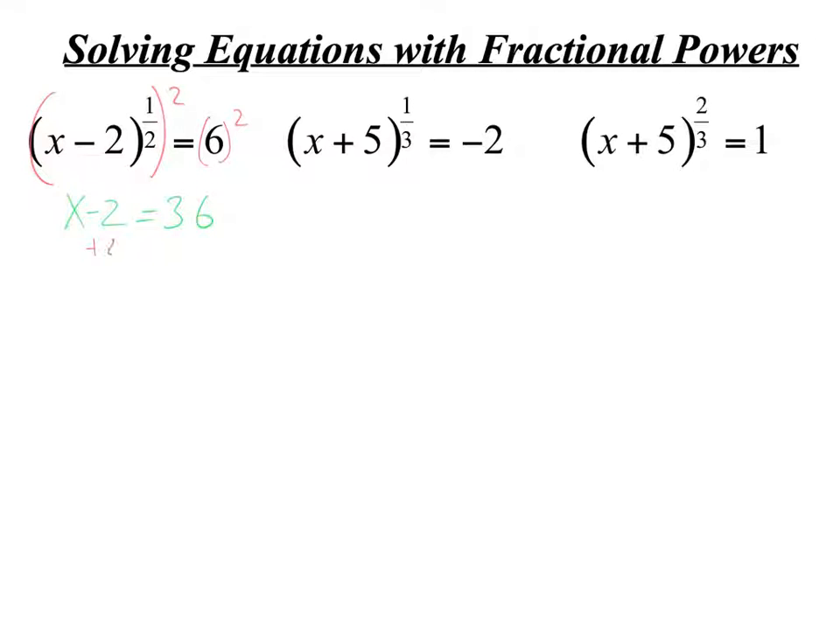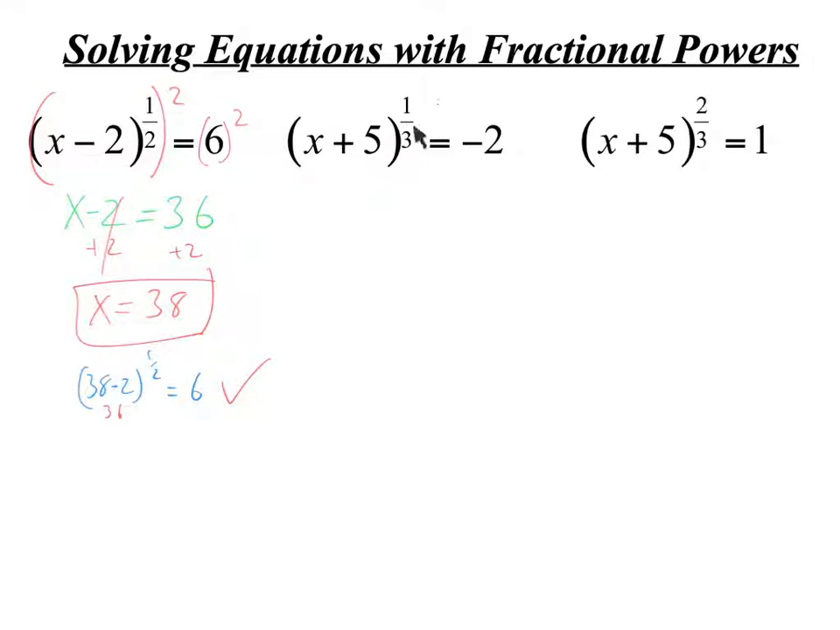You simply add 2 over. So x equals 38. Now, should you check it? Let's mentally check. What's 38 minus 2? Does 38 minus 2 to the 1/2 equal 6? Yeah, that's 36. Isn't that a square root? Square root of 36 is 6. We're good. So 38 is actually our answer.